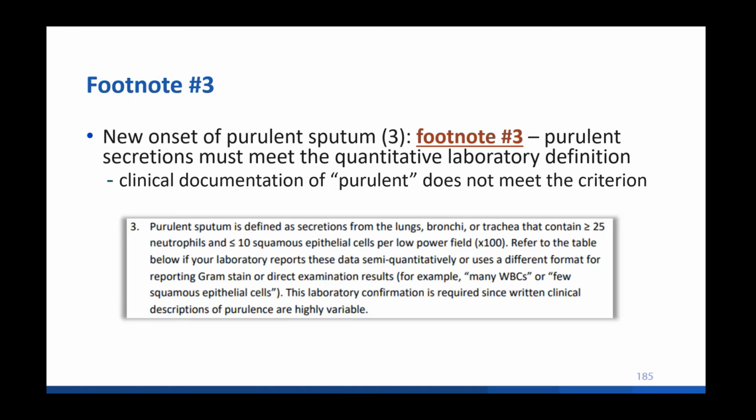And I do want to highlight a couple of the footnotes, number 3 and number 5, as we often receive questions about these. Footnote number 3 addresses the requirements for purulent secretions. Purulent secretions must meet the parameters in the footnote. The secretions must contain at least 25 neutrophils and no more than 10 squamous epithelial cells per low power field, and these results can be found in the laboratory gram stain report. Clinical documentation of the descriptor purulent, for example, documentation of purulent sputum, does not meet this criterion.